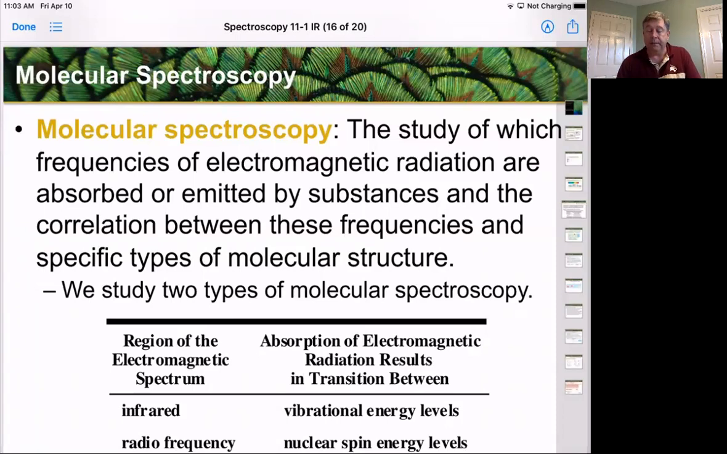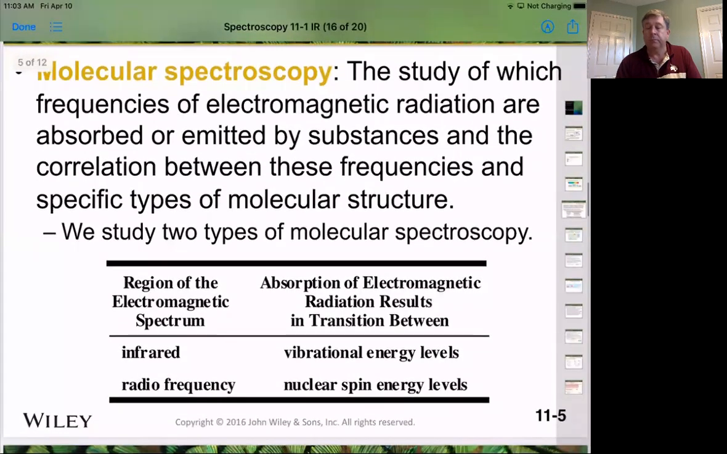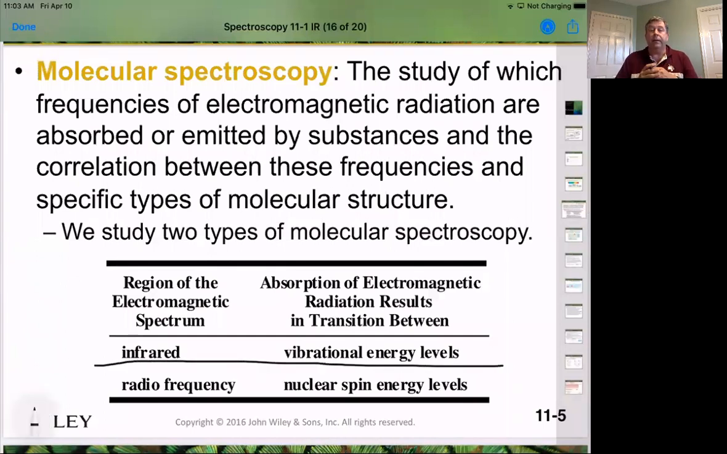We have two main types that we'll be using here. The first is infrared spectroscopy, which looks at the vibrational energy between two atoms and how that interacts with the light. The second is radio frequency. The radio frequency affects the spin of the nucleus. A nucleus, just like a planet or a sun, has a certain spin associated with it. By flipping that spin back and forth, we can see it with radio frequencies.